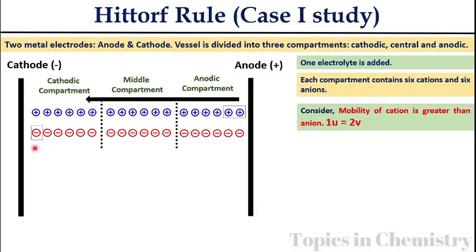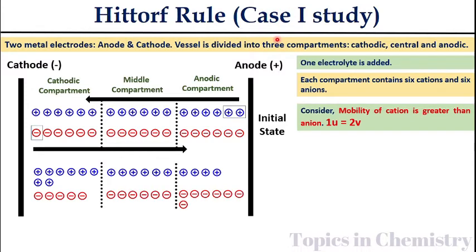Now consider one anion, and this anion moves in this direction because this is the anode. Anions move towards the anode. As the anion moves slower, only one anion moves in this direction. So 1U is equal to 2V, and the cation moves faster. This is our initial state. Now we have to consider our final state. That will be our case 1.